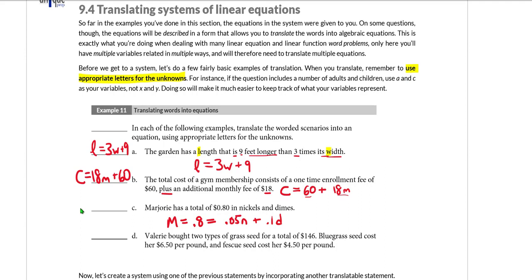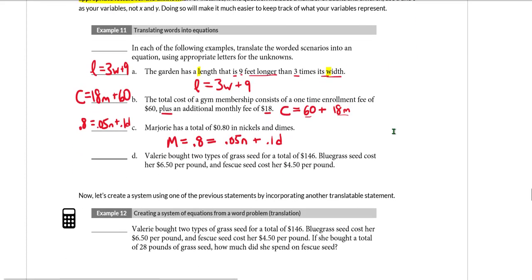So that means that 0.8 must equal 0.05 N plus 0.1 D, and I have a standard form equation there. And then finally, Valerie bought 2 types of grass seed for a total of $146. Bluegrass seed cost her $6.50 per pound. Fescue cost $4.50 per pound. So again, there's my total dollars.